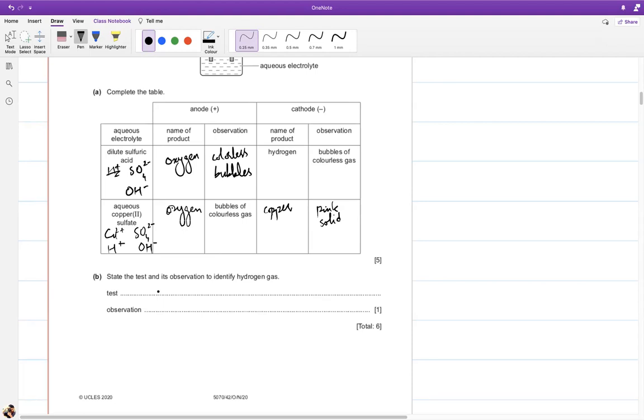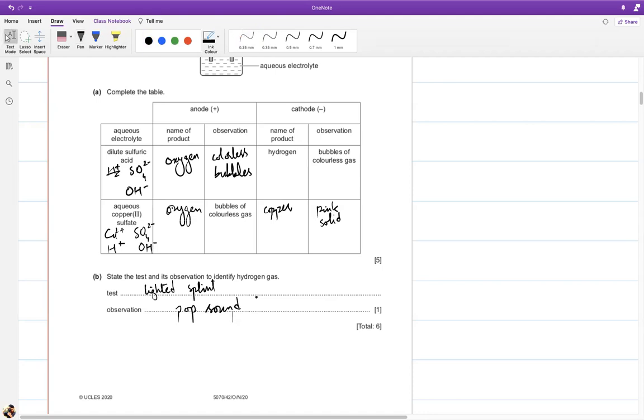All right. State the test and its observation to identify hydrogen gas. Hydrogen, as we know, is explosive. So the test is that you bring a lighted splint. Okay. So you can simply say that you take a lighted splint. Okay. The observation will be that you'll see a pop sound.